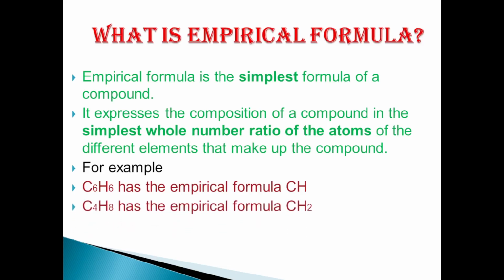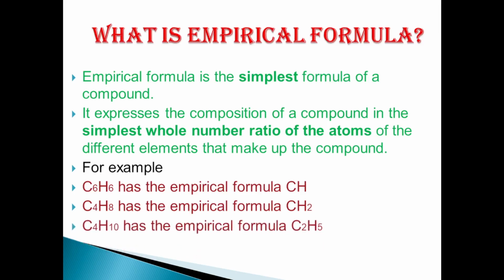Now look at butene, C4H8. What do you think we can use to divide it to bring it down to the smallest ratio? Alright, 4. So when you use 4 to divide C4, it will give you C1, and use 4 to divide H8 to give you H2. Therefore, the simplest ratio we can bring butene down to is CH2. So CH2 is the empirical formula of butene.